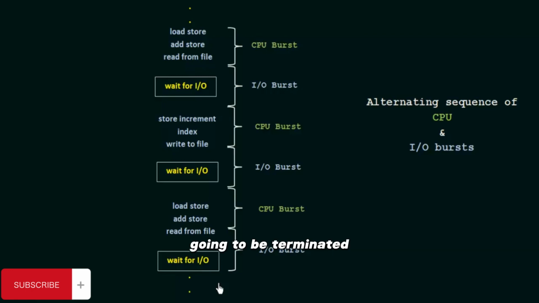Until when will it continue? It will continue till the process is terminated. So when the process is going to be terminated, there will be a final CPU burst in which the system will request the termination of the process. And once that is completed, this process will be terminated. And then the CPU and I/O cycle for that particular process will be finished. That is what we mean by CPU burst and I/O burst. And here we have seen an example of how it happens.